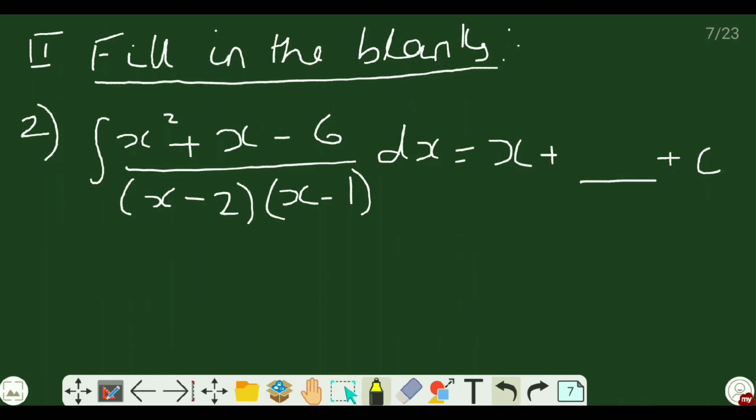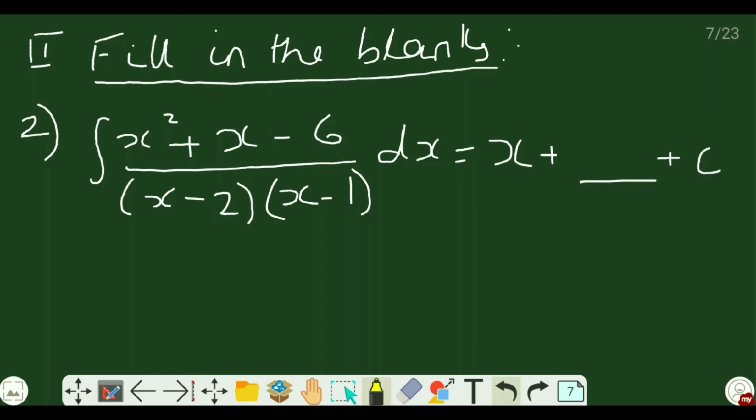The next question, now we move on to the second question, that is fill in the blanks. In fill in the blanks, the second question is: integral of x square plus x minus 6 upon x minus 2 into x minus 1 dx. The answer is given as x plus dash plus c. So you have to find out what is the dash as the answer over here.